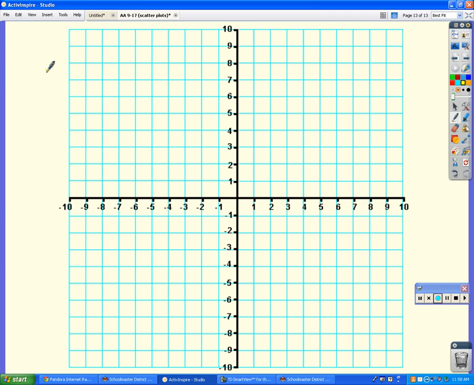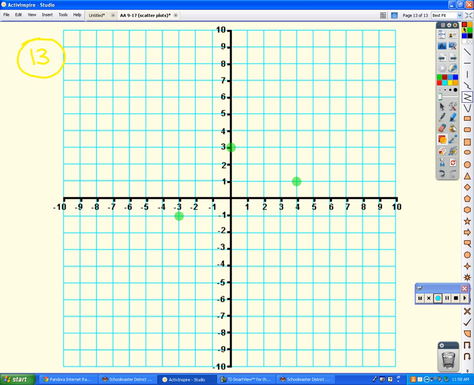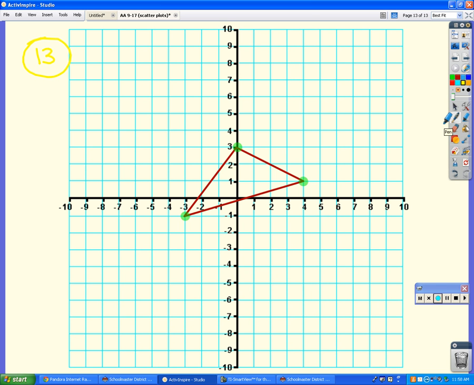Okay, so number 13. We're going to start with a triangle, and we know that the vertices of the triangle are at (0, 3), (4, 1), and (-3, 1). So here is our pretty little triangle. And then we're going to take that triangle and flip it over the what? Y-axis in this case, okay?